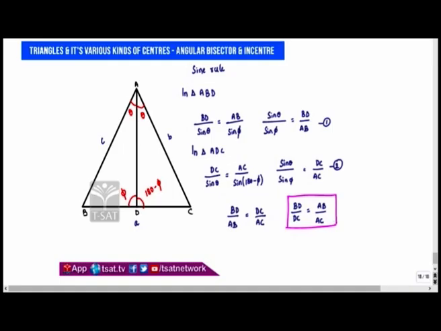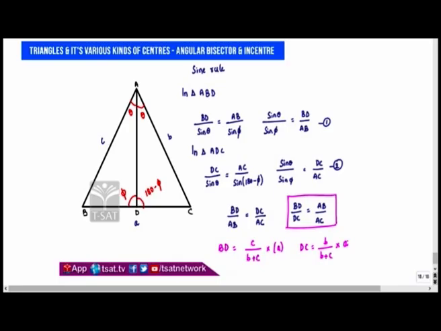So, for this triangle, the angular bisector AD divides the opposite side BC in the ratio of its adjacent sides. Now, what are its adjacent sides? The adjacent sides are AB and AC. So it divides BC in the ratio of C is to B. I would say BD is C out of B plus C into side A. If you want DC, it is B out of B plus C into that side A.